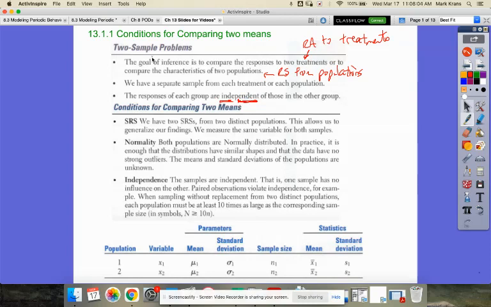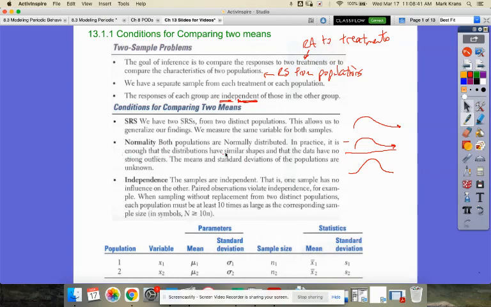So comparing the two means: we need a simple random sample or random assignment. We need normality: both populations are normally distributed. It's enough, it says here, that they have similar shapes. If you imagine, we're going to end up subtracting the two. So if one's shaped like this and the other one's shaped like this as well, then when I subtract them, the stuff here is going to cancel out with each other, and it will lead to something that's normal-ish in the sampling distribution when we combine them.